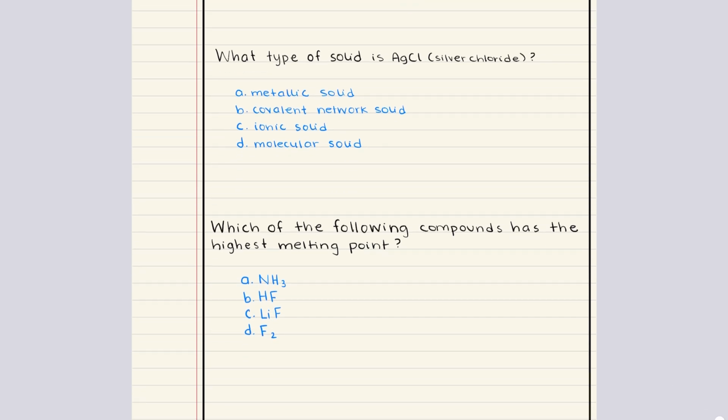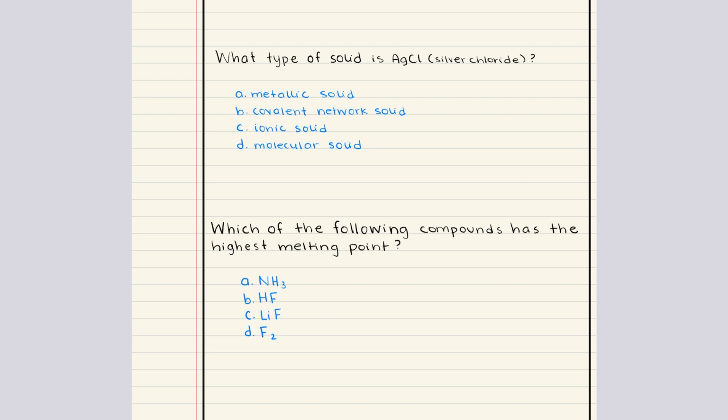The first one asks, what type of solid is silver chloride? To determine this, we recognize that silver is a metal and chlorine is a nonmetal, and this combination indicates ionic bonding. So silver chloride is an ionic solid, and the correct answer here is C. Our final problem for the lecture asks, which of the following compounds has the highest melting point? We have ammonia, hydrofluoric acid, lithium fluoride, and fluorine. Out of the options here, lithium fluoride is an ionic solid, while the others are molecular solids. An ionic solid is going to have the highest melting point in this set, so the correct answer is C.